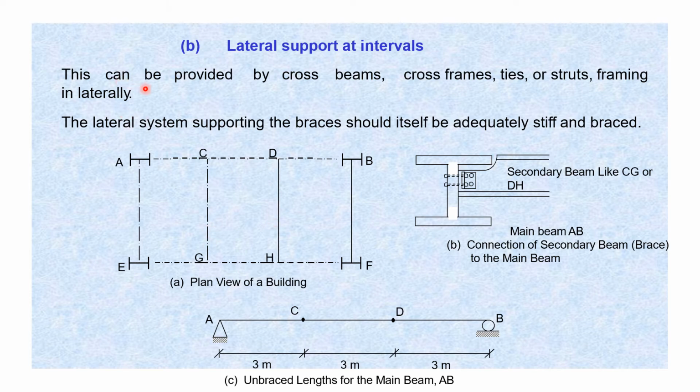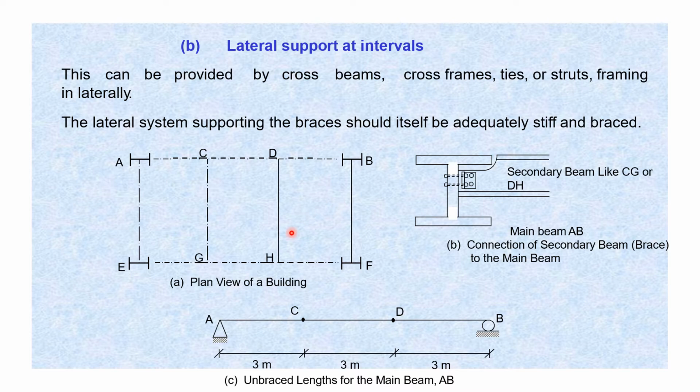Let's first read. This can be provided by cross beams, cross frames, ties or struts framing in laterally. Here, laterally secondary beams, cross frames, ties or struts, any type of material that can act as a support to the main beam or any other beam. So that will also act as a support at intervals. So now here in A to B, at points C and D there is a lateral support. And how will this support act?